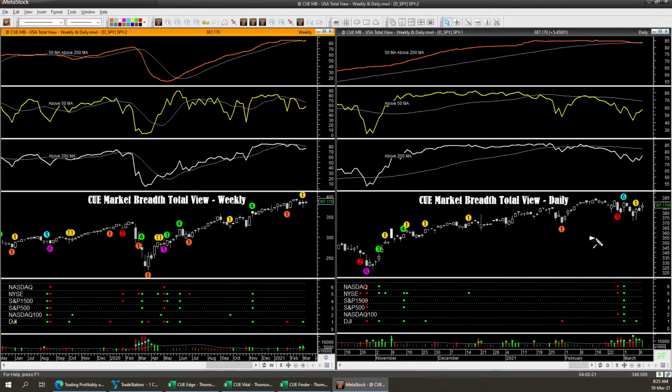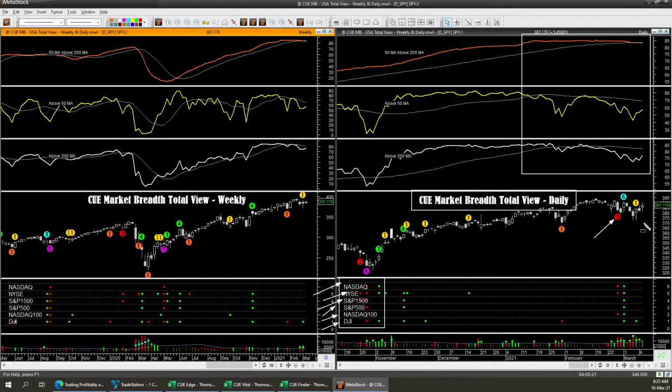Earlier, when it displayed the distribution count of 3 in this total view, what is this total view? It shows the market breadth combining insights from 2 composite indices, Nasdaq, NYSE, and 4 major indices, S&P 1500, 500, Nasdaq 100, Dow Jones. So from a single picture, we get a lot of insight in terms of accumulation distribution, also in terms of percentage MA calculation, and this very useful summary counts of accumulation and distribution counts.